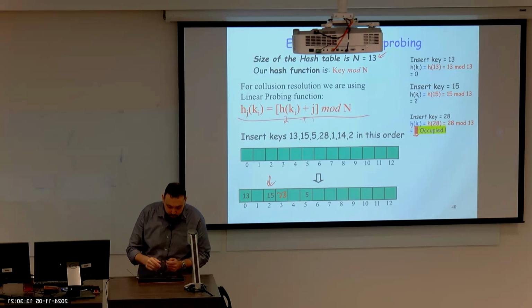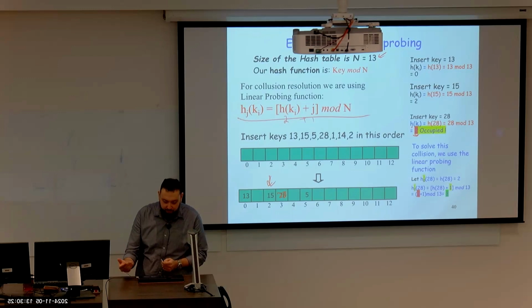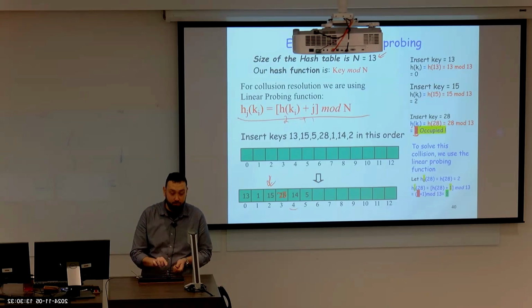So again, that's 28 is here. So I'm done. I'll go to the 1 mod 13. It will be at 1, and then 14. So look, 14 is going to be here, at 4. And then 2 here. Is this good?